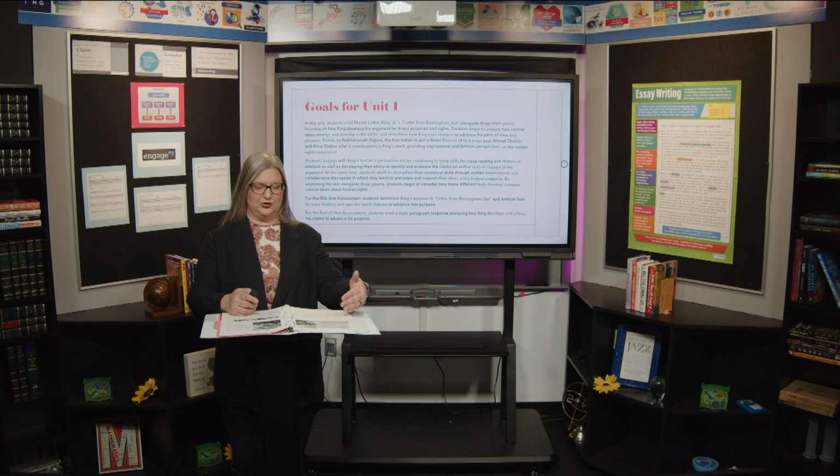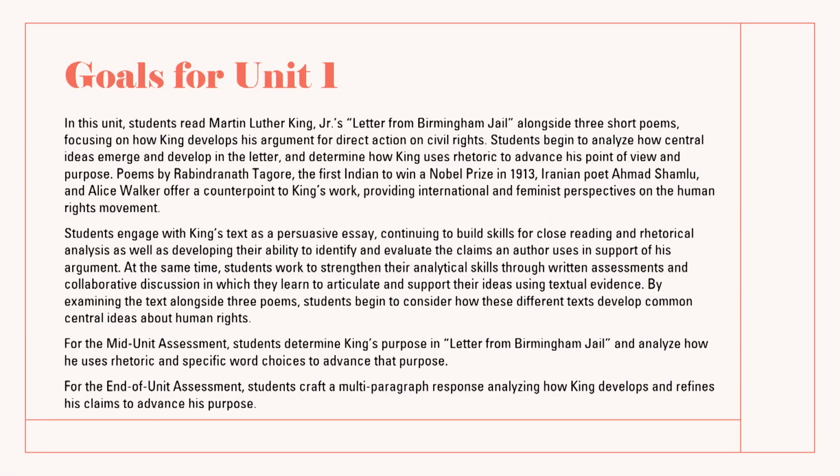Now let's look specifically at this particular unit. What are the goals for Unit 1? Well, very similar to the goals for the entire module, let's focus in on Unit 1. You will read Martin Luther King Jr.'s Letter from Birmingham Jail alongside three short poems, focusing on how King develops his argument for direct action on civil rights. You will begin to analyze how central ideas emerge and develop in the letter. You will determine how King uses rhetoric to advance his point of view and purpose.